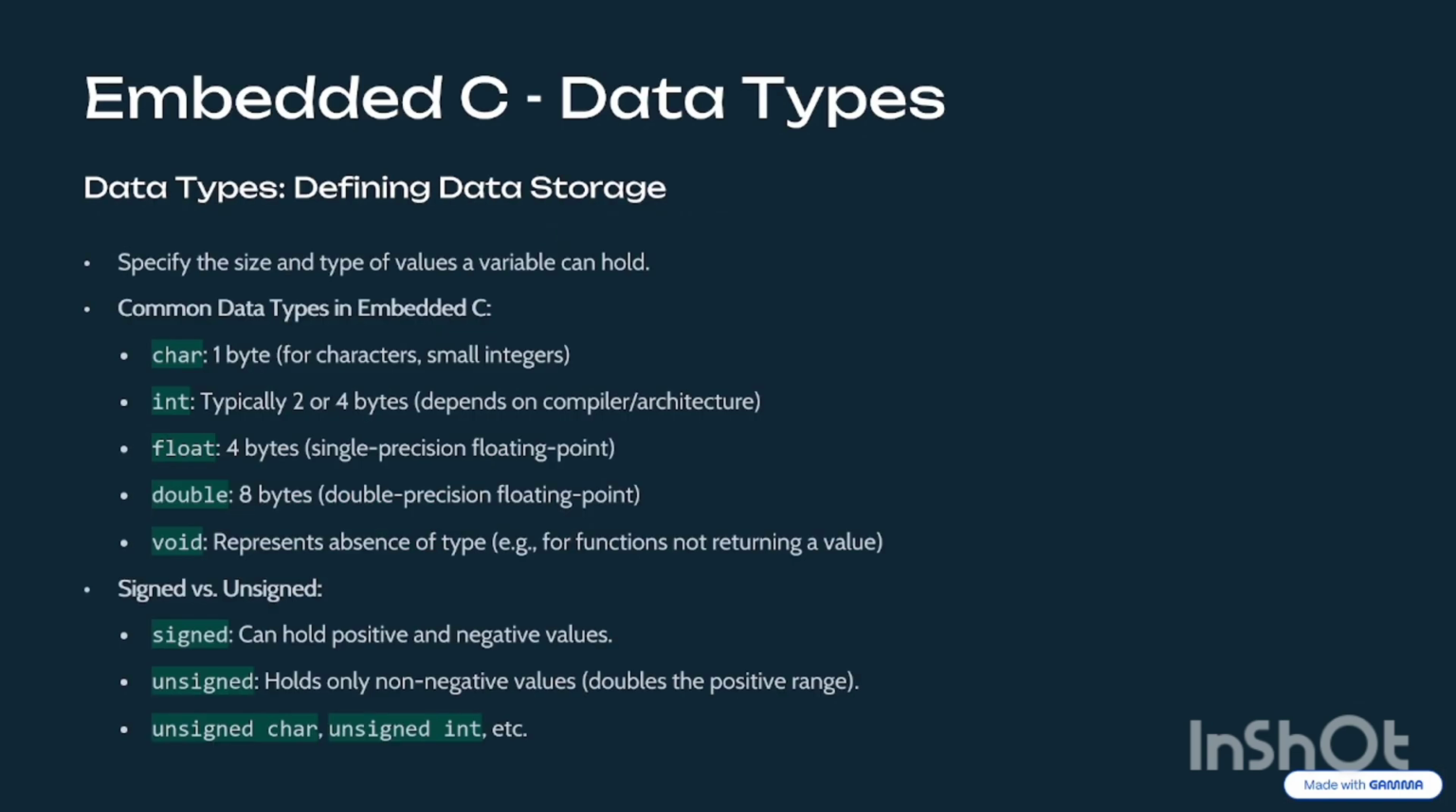Data types define what kind of data a variable can store, the specific size and types of values a variable can hold. Common data types include char, which means character, and requires 1 byte for storing. Int requires 2 or 4 bytes, float requires 4 bytes, and double requires 8 bytes. Signed and unsigned categories are also available. Signed includes positive and negative values, and unsigned holds only non-negative values.